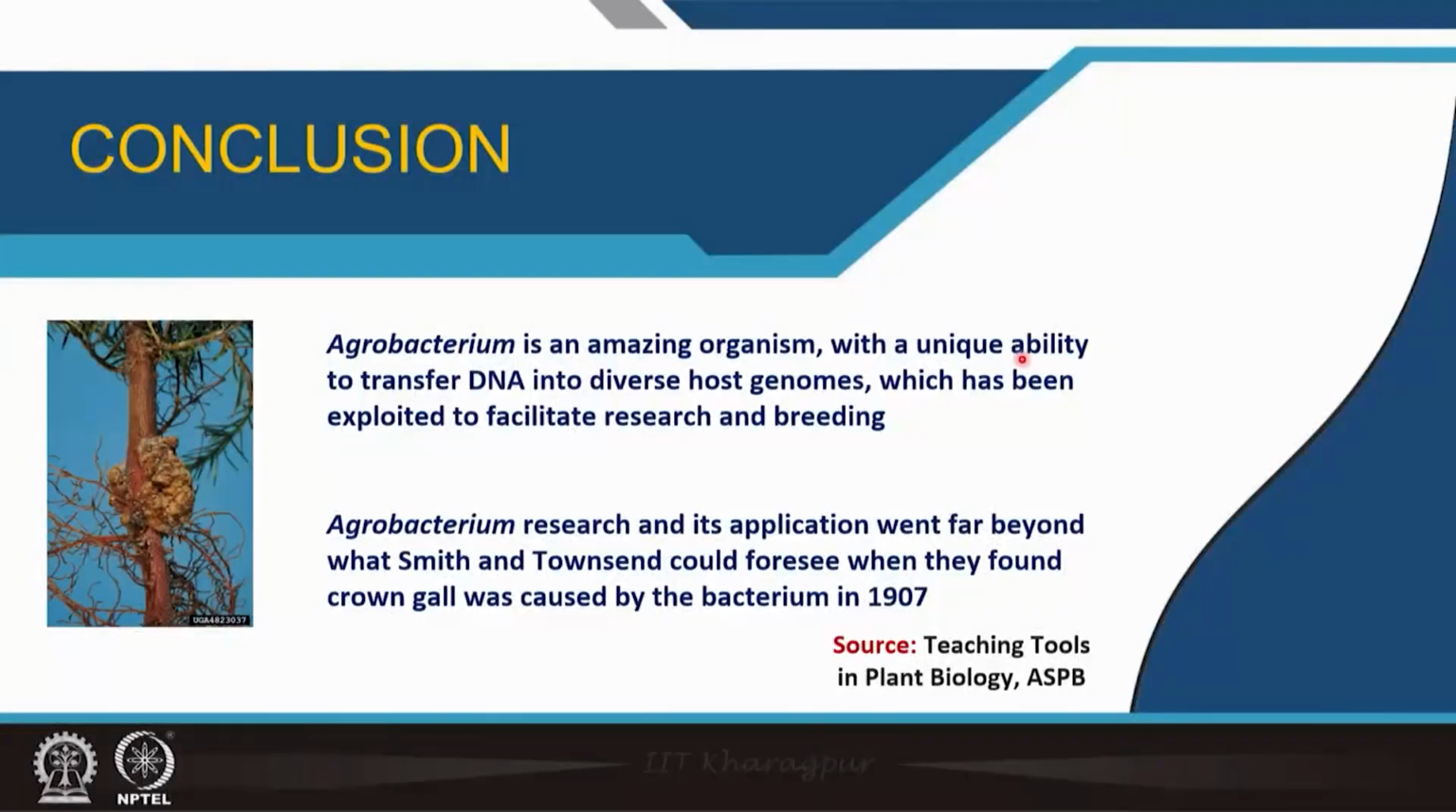So, in conclusion, Agrobacterium is an amazing organism with a unique ability to transfer DNA into diverse host genomes, which has been exploited to facilitate research and breeding. And Agrobacterium research and its application went far beyond what Smith and Townsend could foresee when they found crown gall was caused by the bacterium in 1907.